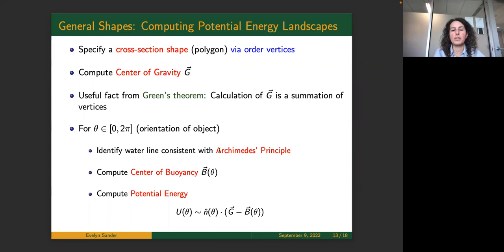And so once the water line is identified, we can compute the center of buoyancy in a rather simple way, and therefore come up with a potential energy computation at each angle for this polygonal cross-section shape. And I should mention something about this, which is that the way in which you specify a 3D printed object is with a polygonal description. And so, in fact, the way that you have to define a 3D printed object is the same as this computation for the potential energy that we have.